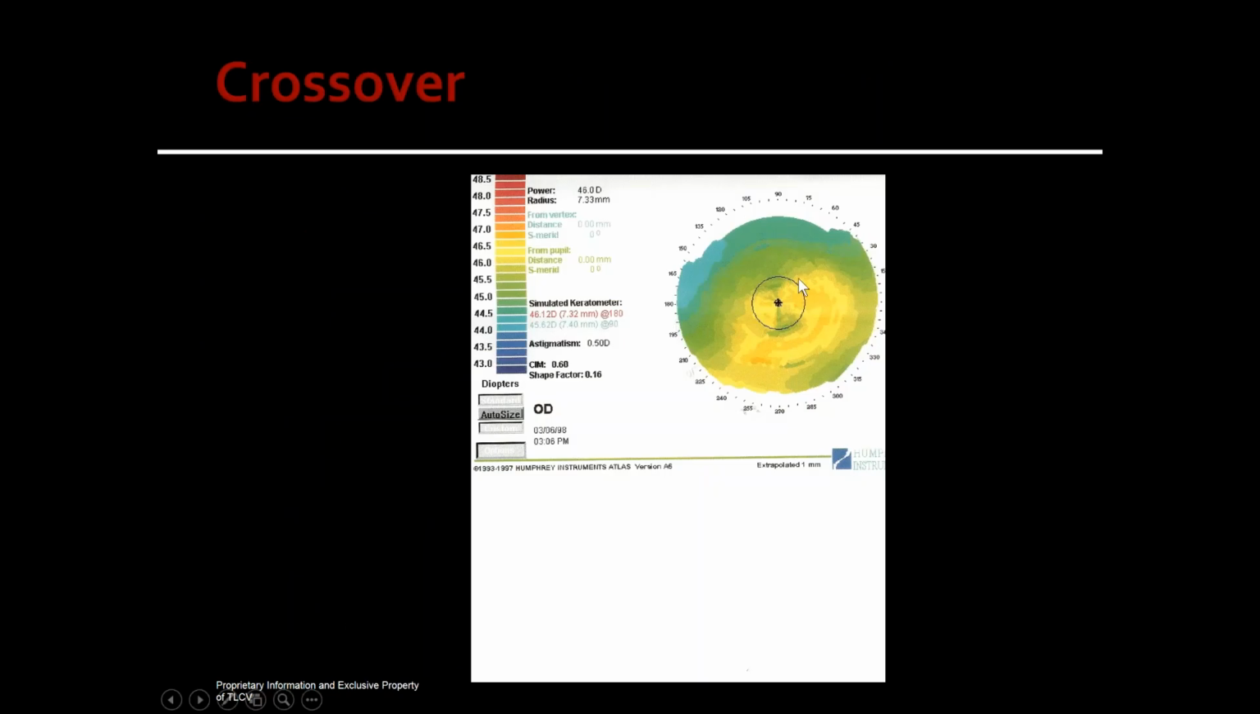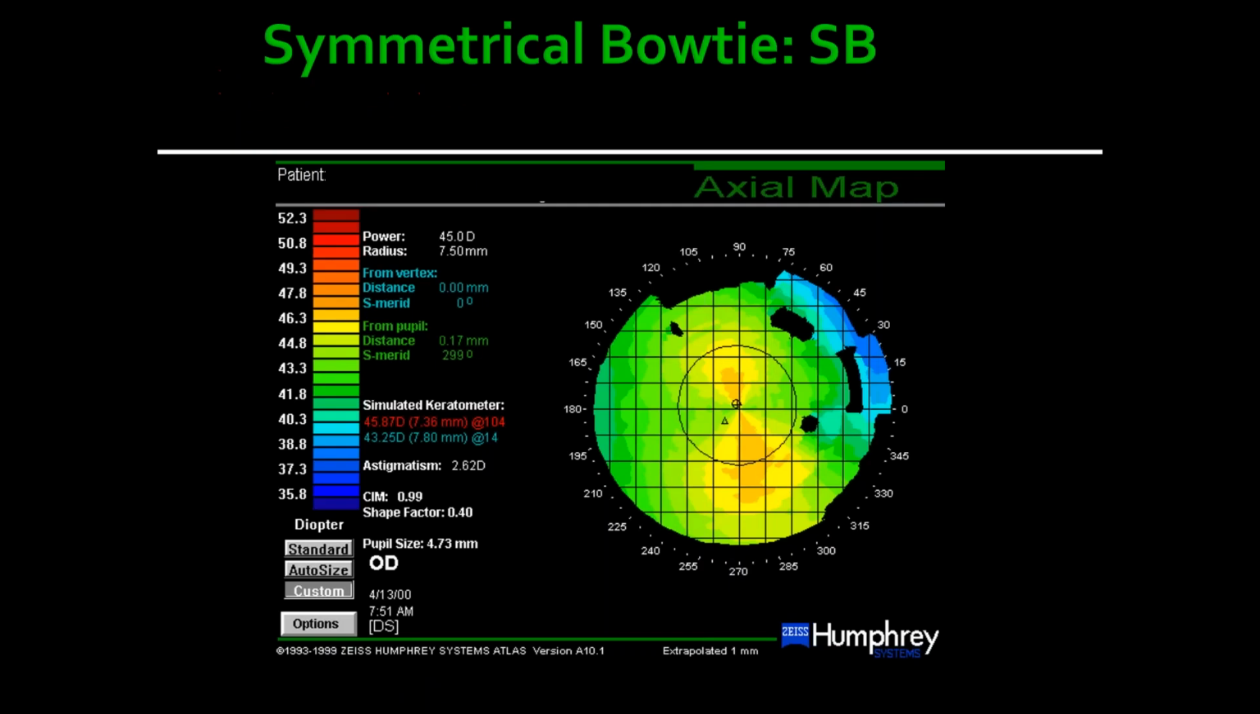And here's just another example where, against the rule of astigmatism, you have the two lobes of the bow tie crossing over, and that's again an indication of possible pathology that warrants further investigation.